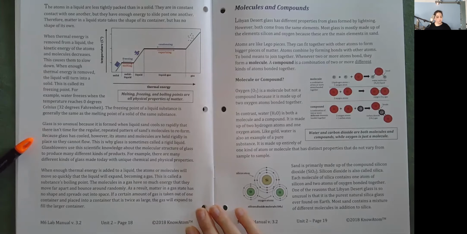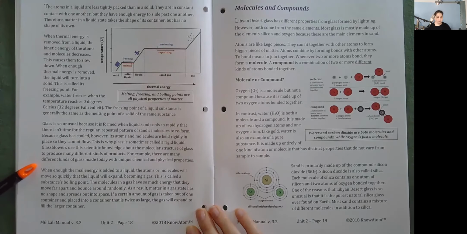Because glass has cooled, however, its atoms and molecules are held rigidly in place so they cannot flow. This is why glass is sometimes called a rigid liquid. Glass blowers use this scientific knowledge about the molecular structure of glass to produce many different kinds of products. For example, there are many different kinds of glass made today with unique chemical and physical properties.